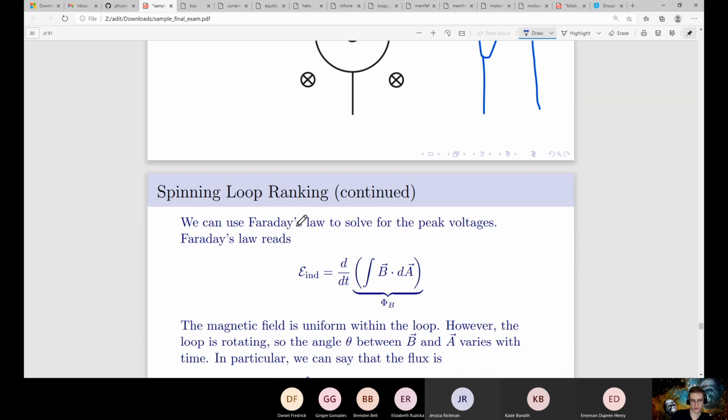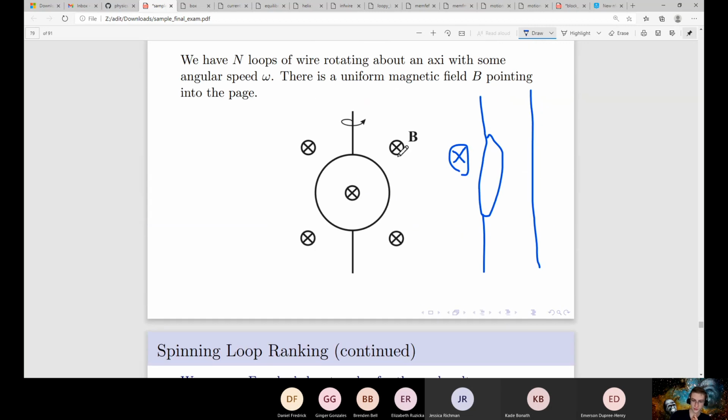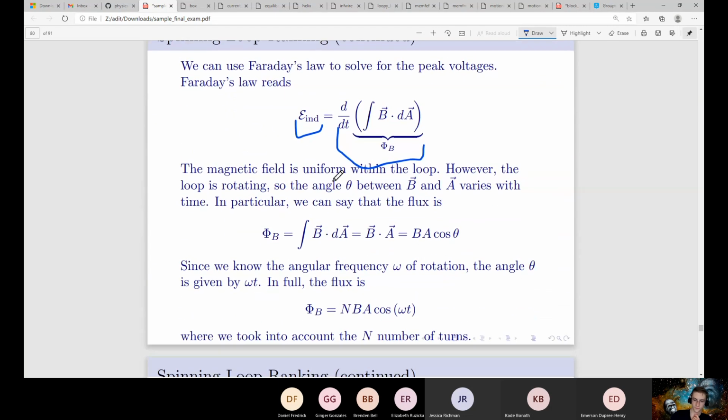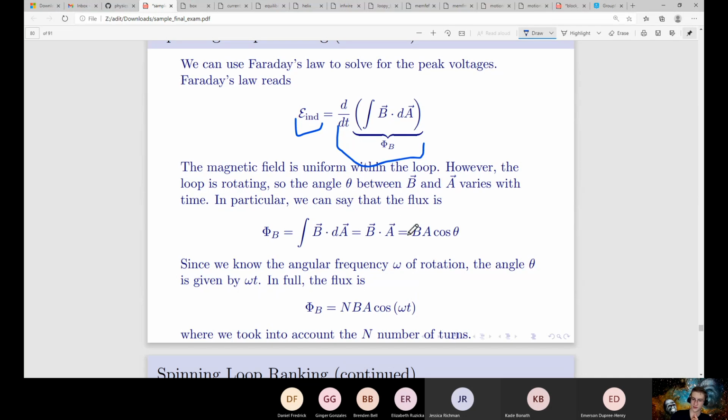Faraday's law tells us that the induced EMF is just going to be the time derivative of the magnetic flux, so the time derivative of whatever this integral comes out to be. Thankfully, we don't have to take an integral, because this B field is completely uniform. It doesn't change with respect to space. It's just B everywhere. And the loop itself is just a circle, so we can say that the area of the loop is pi r squared.